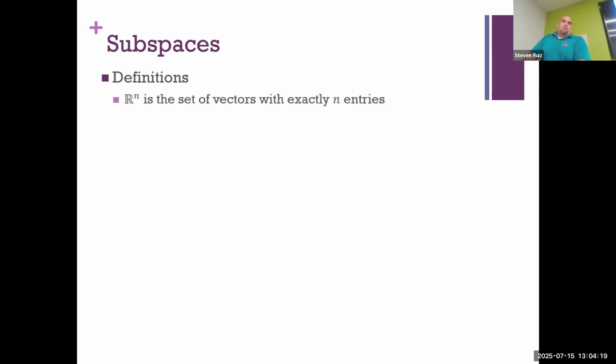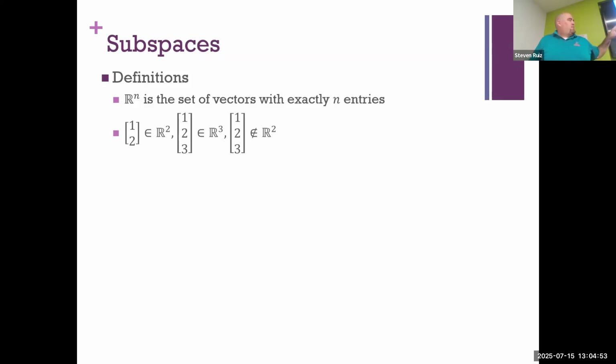This symbol here, this blackboard R, this puffy R, stands for basically the real numbers. If you see that superscript n, that's basically a number of dimensions. So Rn is a set of vectors with exactly n entries. A few examples and one counterexample here. 1, 2 is a member of R2.